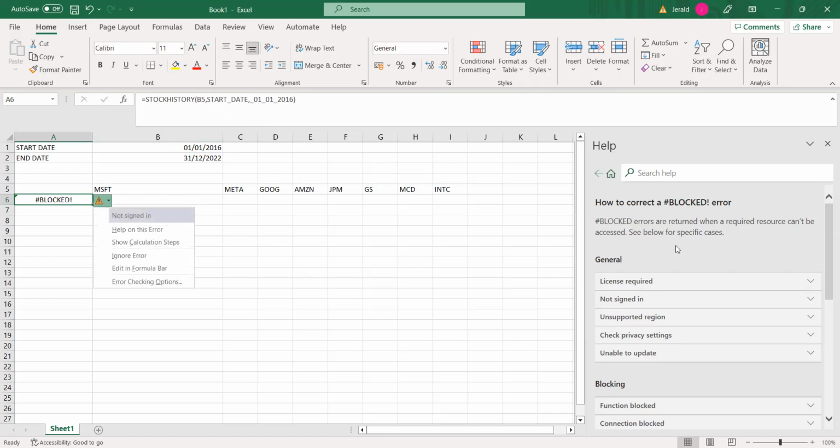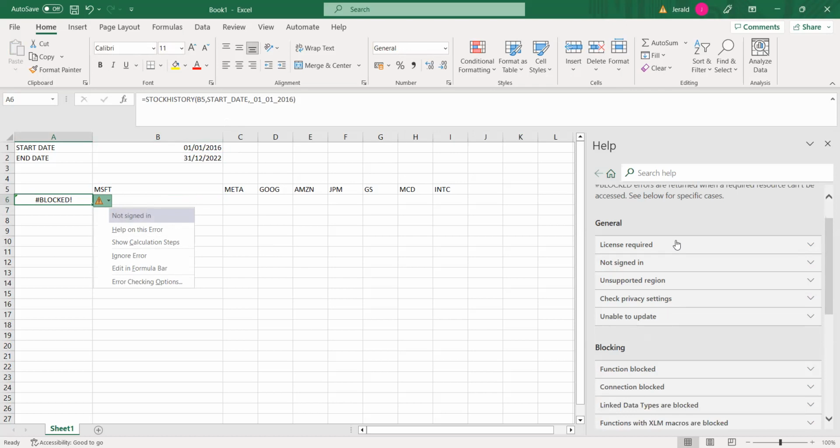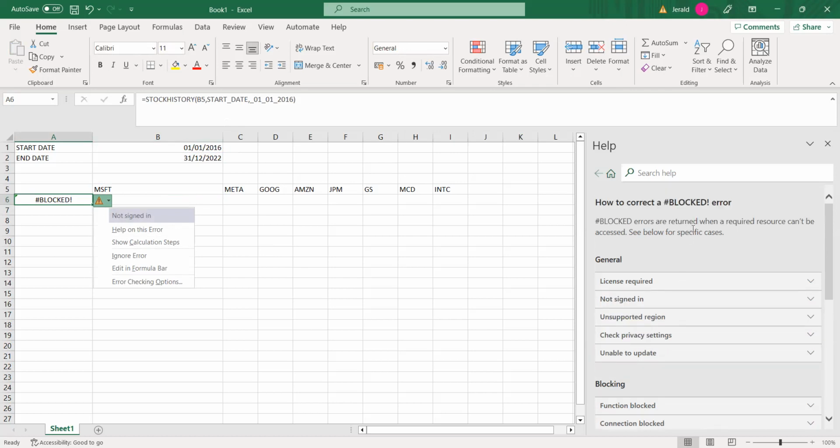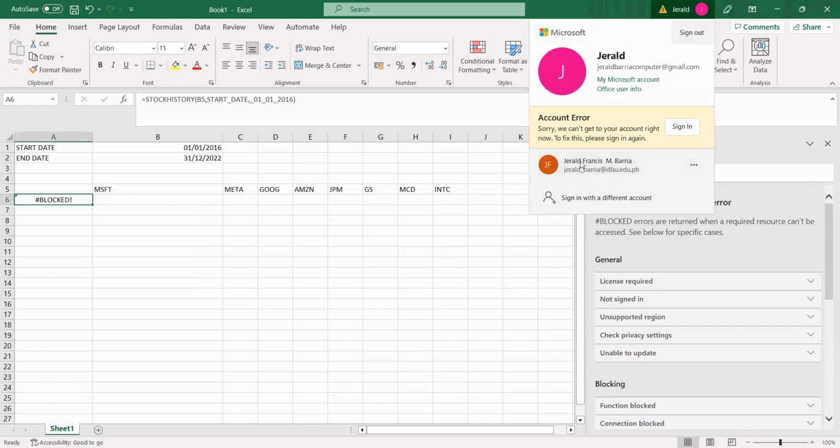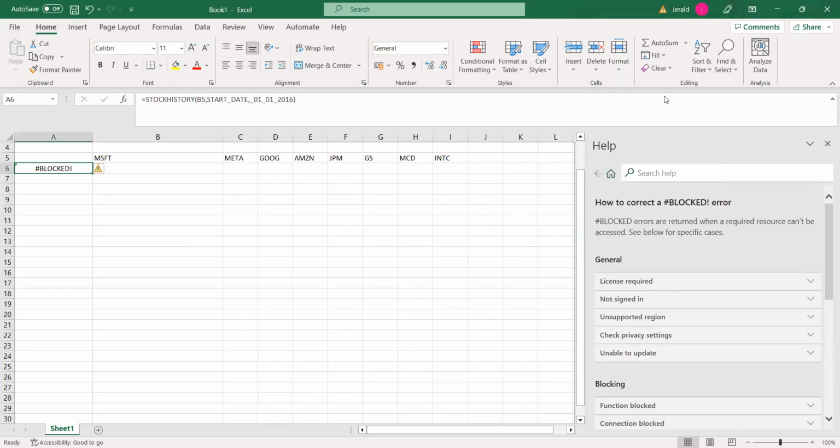Sir, I think it says here that I do not have a license required or something, not sure. How to correct in block. Nagpa-install ka ba ng 365 sa school? Ano yung version ng Excel mo? Not sure. Okay. You haven't installed Office 365 from the school. Kasi free naman yun eh. You would know if you did that. Pero pag hindi, ibig sabihin, pag not sure, ibig sabihin hindi ka nagpaano.